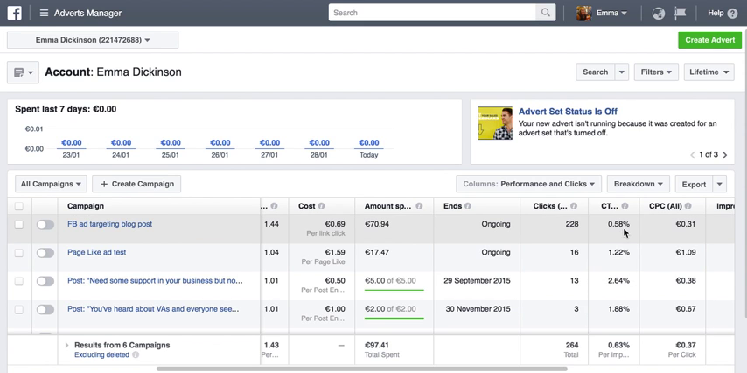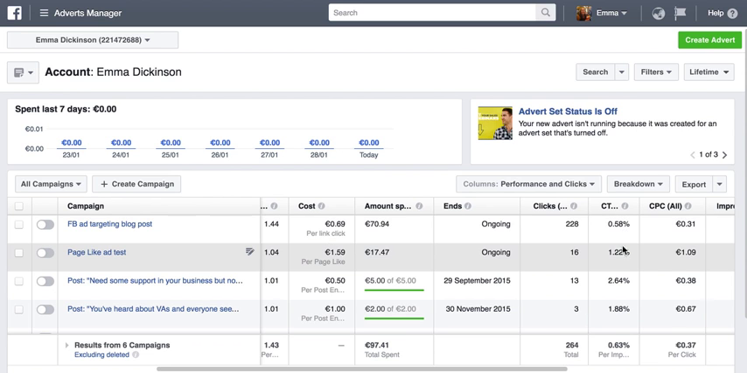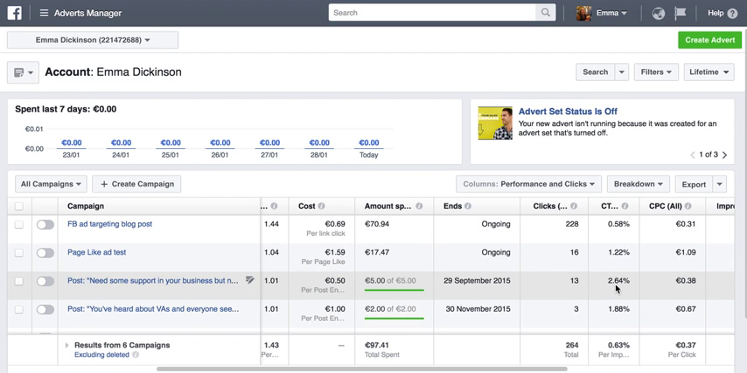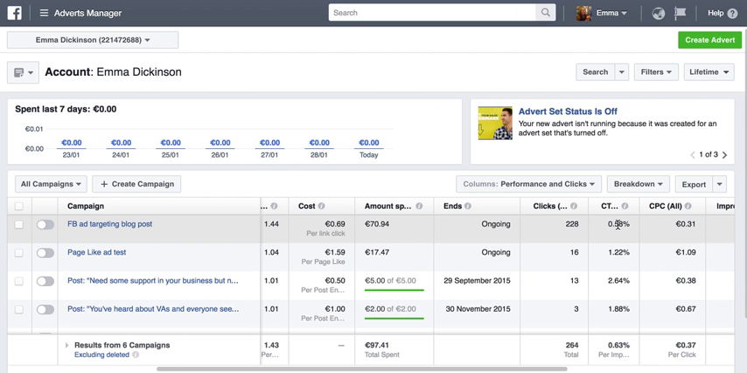The click-through rate is also important, so 0.58%. It's not great. You can see on these other ones that I've had 2.64%, 1.22, 1.88. So the overall click-through rate on this isn't great. It's not a reason to turn an ad off, but it's just something that you can look at. And sometimes when the click-through rate is low, it means that the ad copy or the ad text isn't quite matched to the audience.